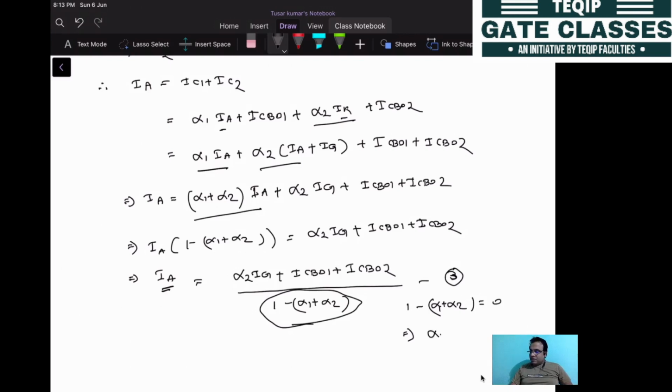So that means alpha 1 plus alpha 2 will be equal to unity. Actually it is not exactly equal to unity, it must be approximately equal to unity. If it becomes unity, then the current flowing will be a very high value. So it depends upon this alpha 1 and alpha 2. Alpha 1 and alpha 2 will tend to unity, but it will never be unity, because theoretically that will make the current infinity. It is not practically possible.